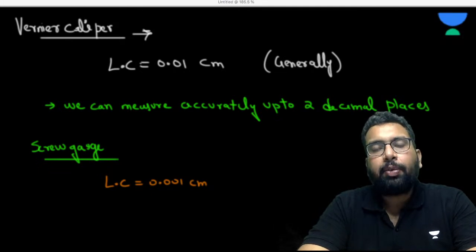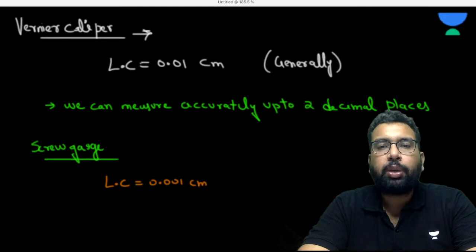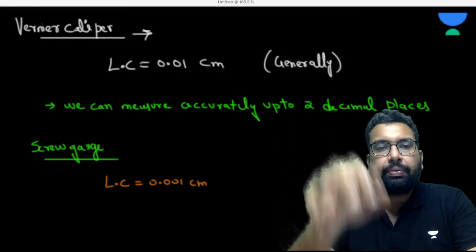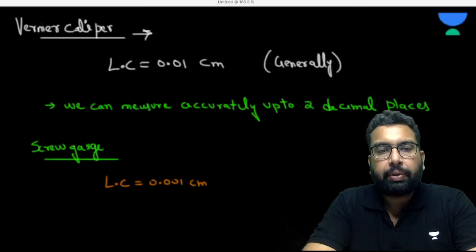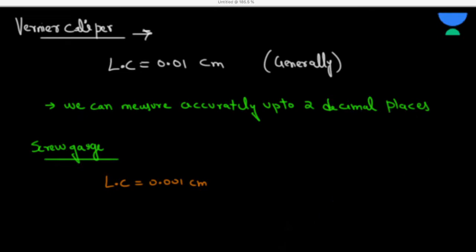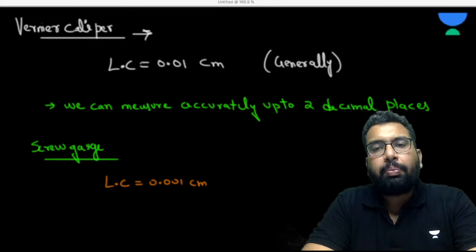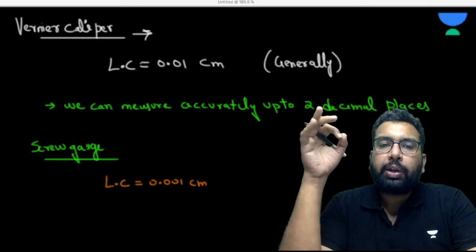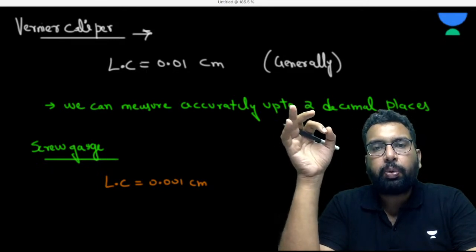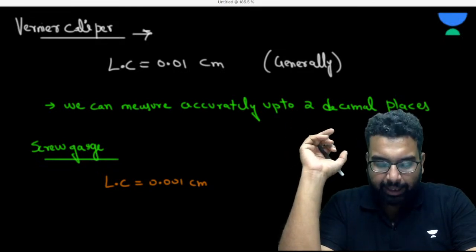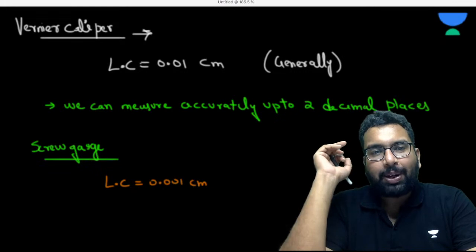Right? Now, similarly, for a screw gauge, the least count is 0.001 centimeter, that means when you are measuring in centimeter, you can measure accurately up to 3 decimal places. Okay, I hope it is fine to everyone.